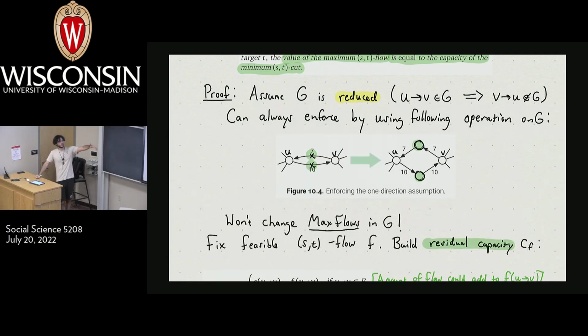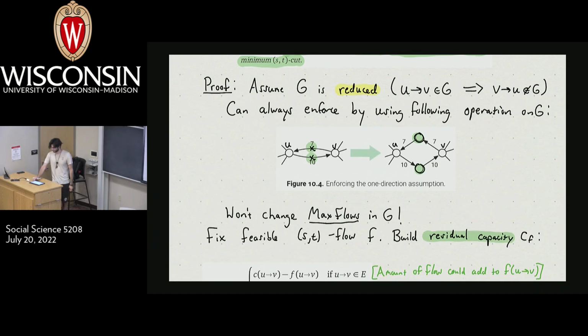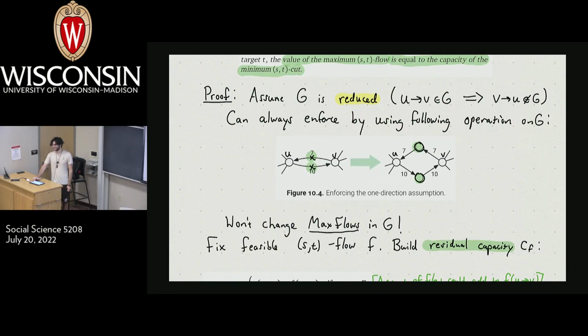So we're basically doing a reduction here. We're reducing the problem of solving max flow in any graph to the problem of solving max flow on special graphs like this. Okay? You'll see. It's going to be useful in a second. But it is useful, I promise.